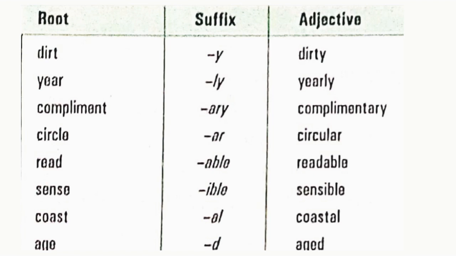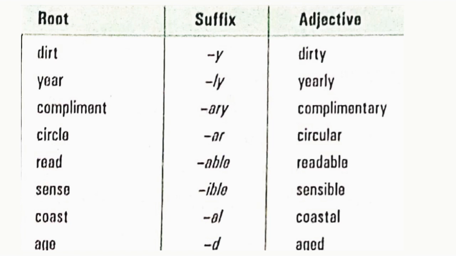The first suffix is y. When it is added to dirt, it becomes dirty, and dirty is the adjective. Similarly, you can make healthy and wealthy by adding y to health and wealth. The second suffix is ly. It is added to year, and the adjective formed is yearly. Other adjectives that can be formed by adding ly are hardly, barely, scarcely, etc.